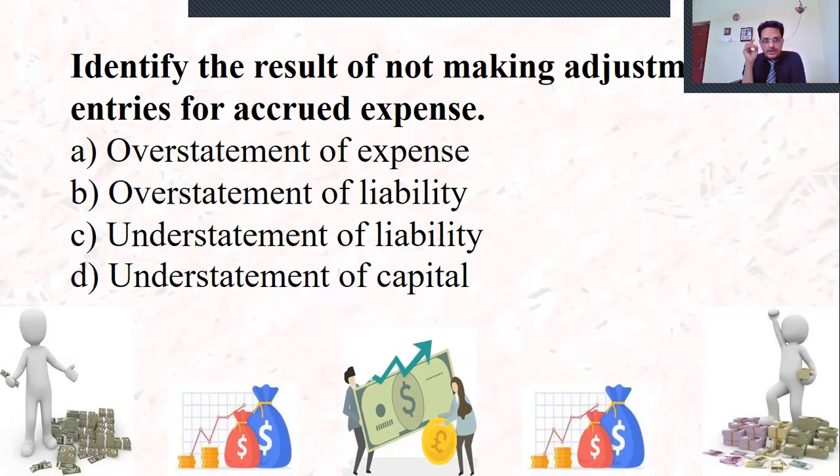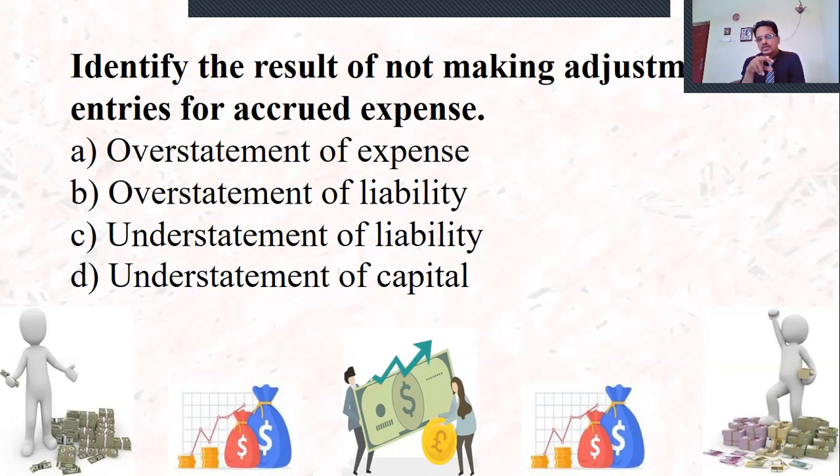If you are not writing this entry, identify the result. Also, the result of making the adjustment double or twice may come in a question: if you make the adjustment twice, what will happen? But if it is not made, what will happen? Understatement of liability, the third one. Understatement of capital will not be affected.